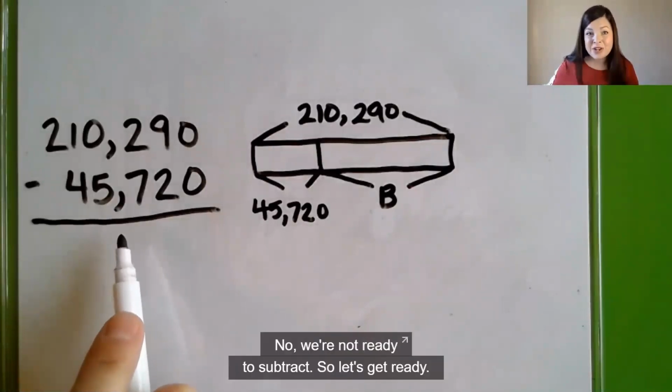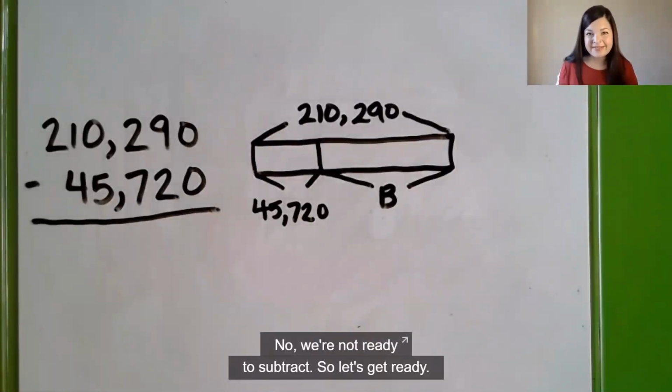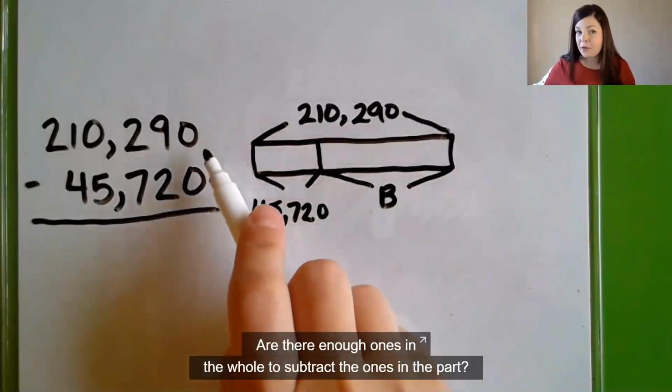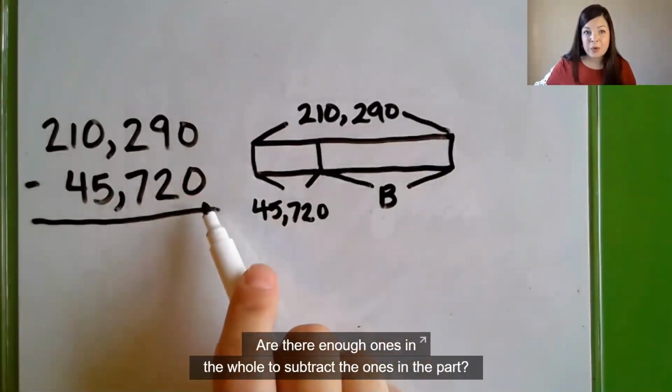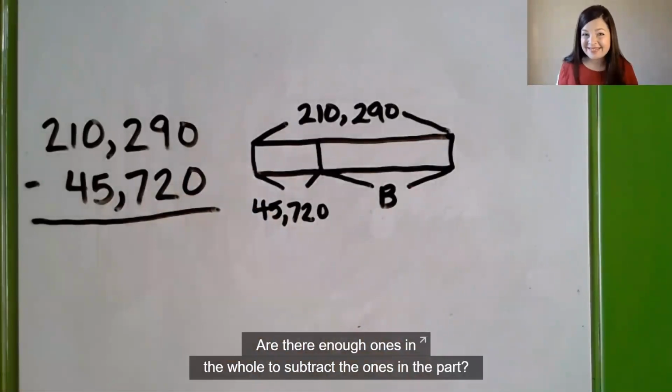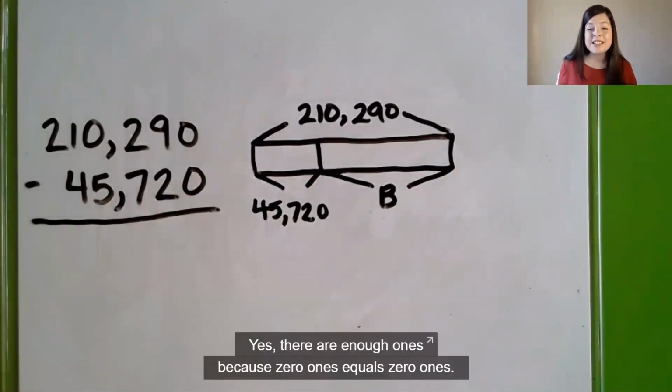Nope, we're not ready to subtract. So let's get ready. Are there enough ones in the whole to subtract the ones in the part? Yes, there are enough ones because 0 ones equals 0 ones.